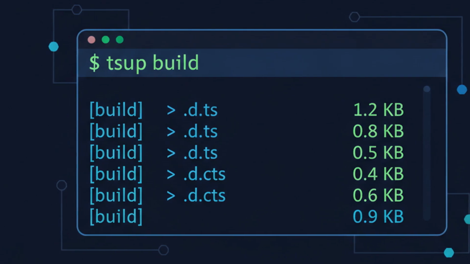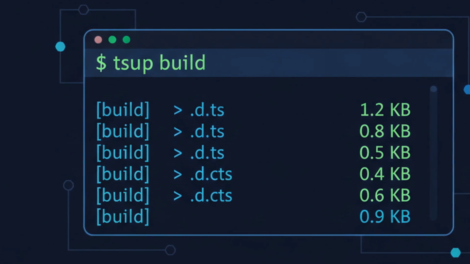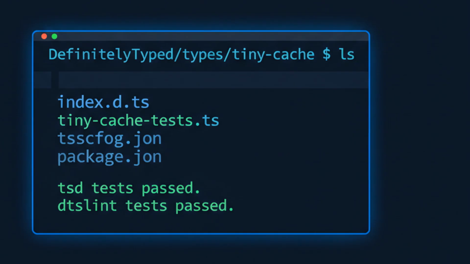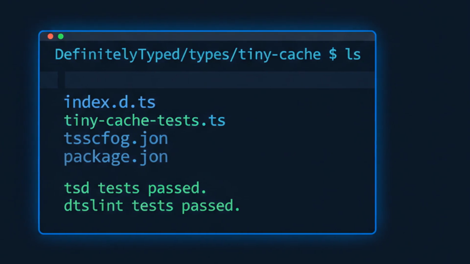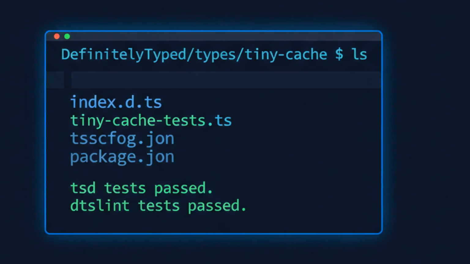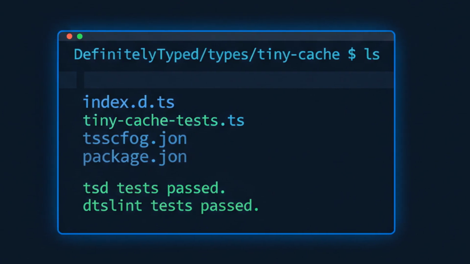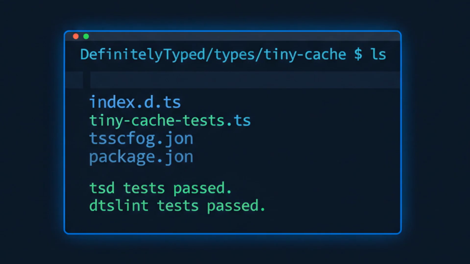Handwritten declarations are for libraries that aren't written in TypeScript. When a popular JavaScript library has no types, the community fix is DefinitelyTyped, that massive repository behind every @types package. Each library gets a folder with an index.d.ts, a tsconfig, and a test file. The test file isn't run for behavior. It type checks your declarations against realistic usage.